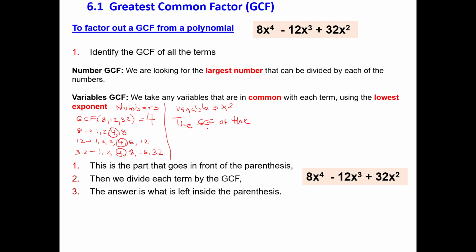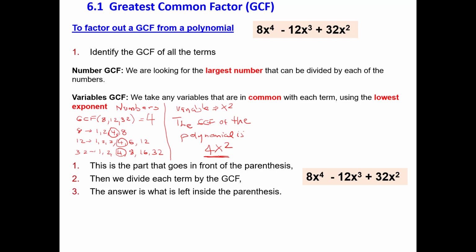And we can write the greatest common factor of the polynomial: it is 4x squared.